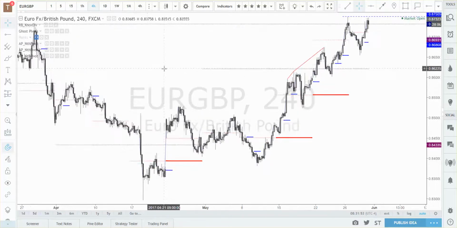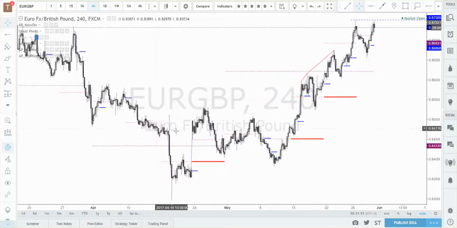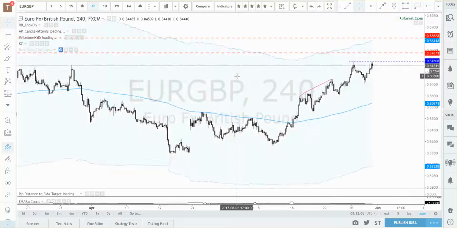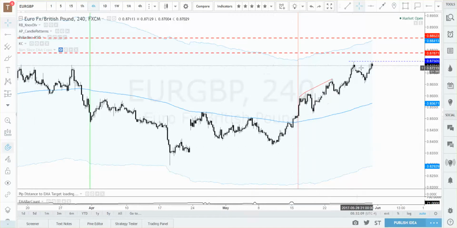I wanted to go over a setup real quick. This is a euro pound. I took a trade a few minutes ago, somewhere near this daily level, and the reason for my entry was because of price getting to a level in extension.